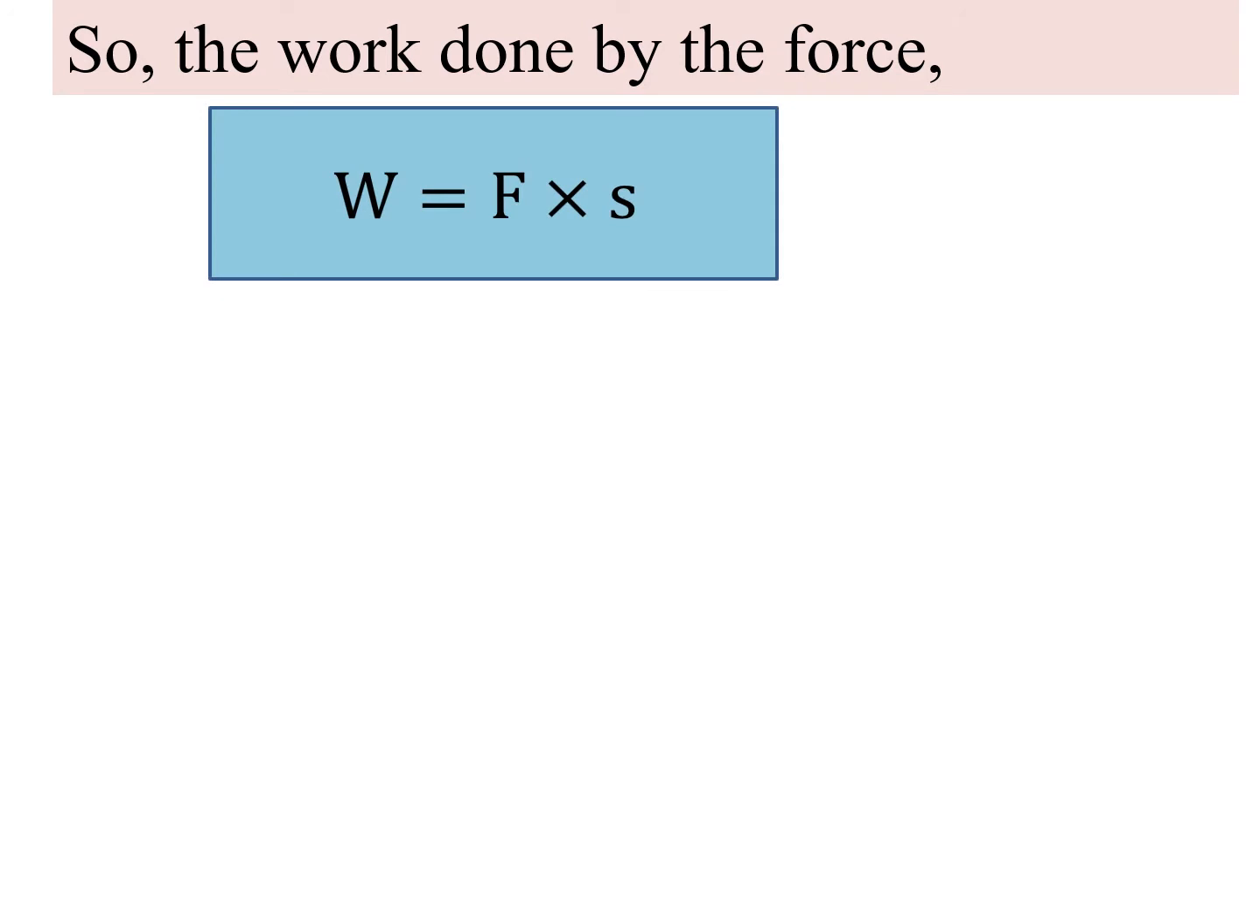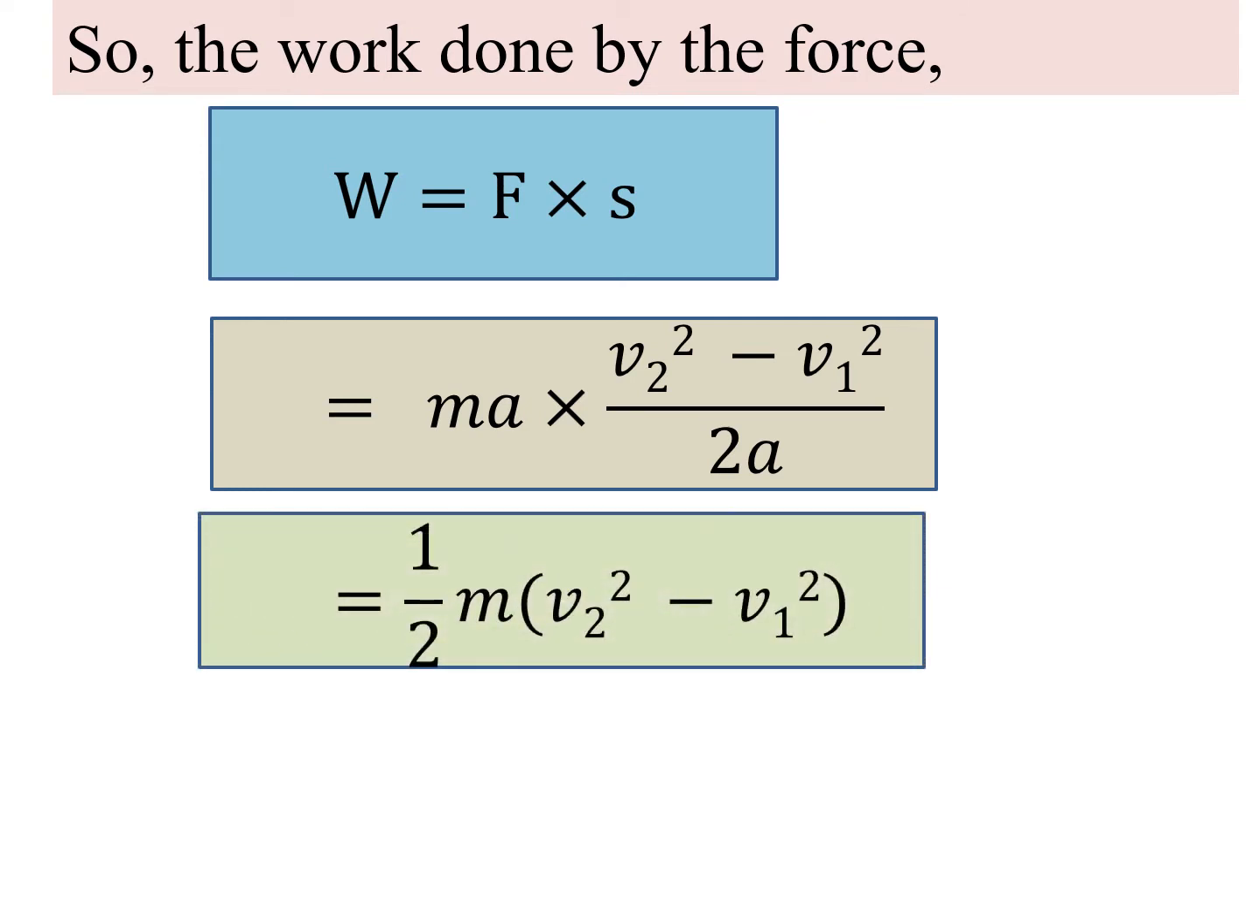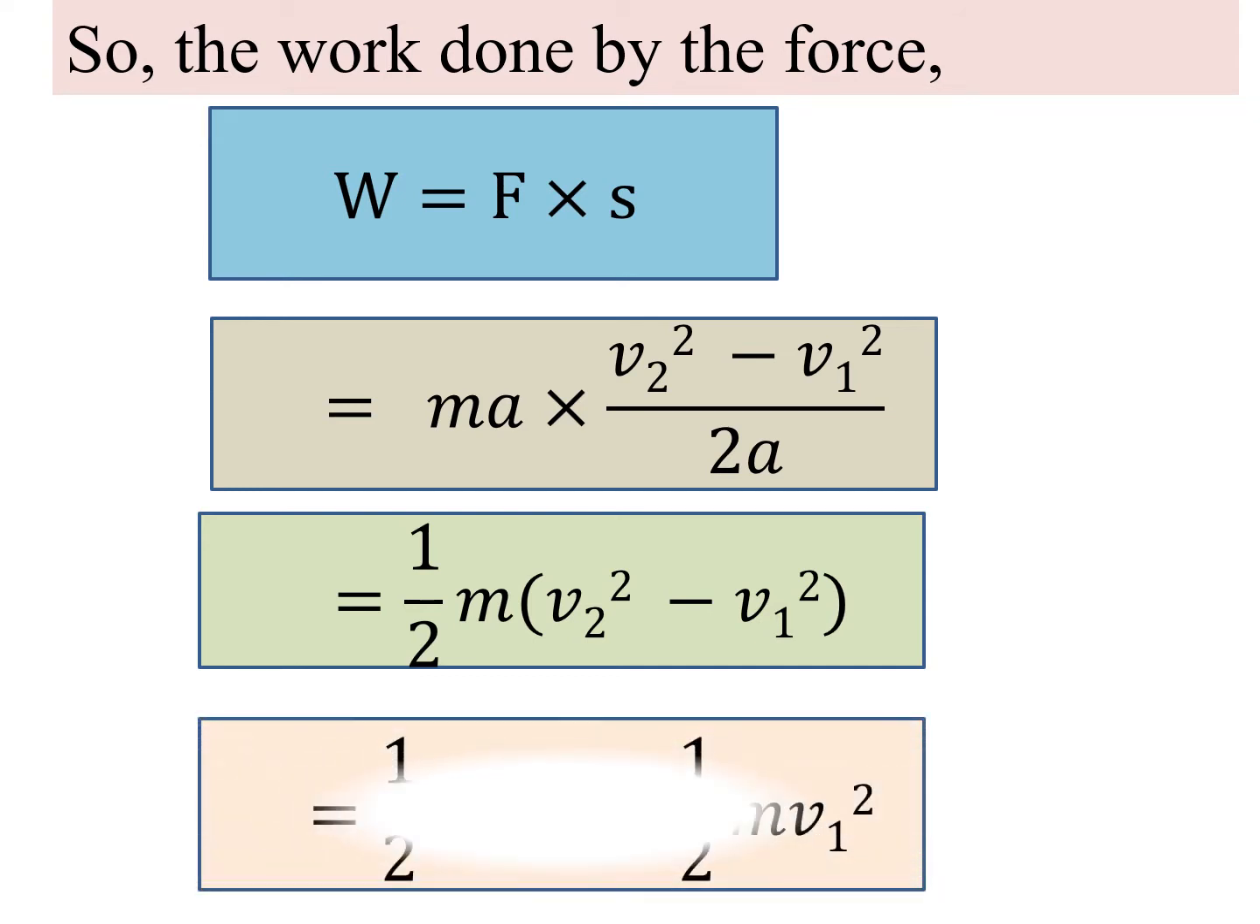Dear students, we know from the definition of work, W equal to Fs. Here F is the applied force, constant force, s is displacement, and we can put F equal to ma, Newton's second law. s equal to v2 square minus v1 square divided by 2a. We can write down half m bracket v2 square minus v1 square. From this we can write half m v2 square minus half m v1 square.